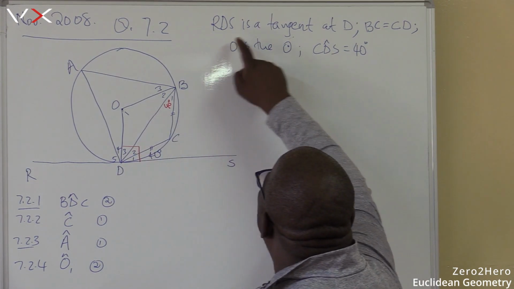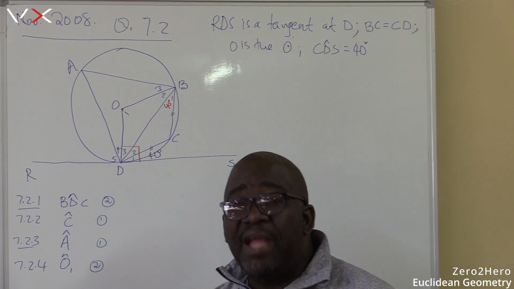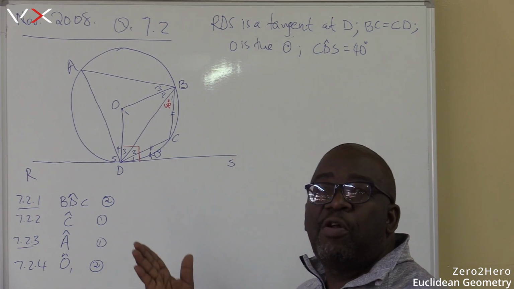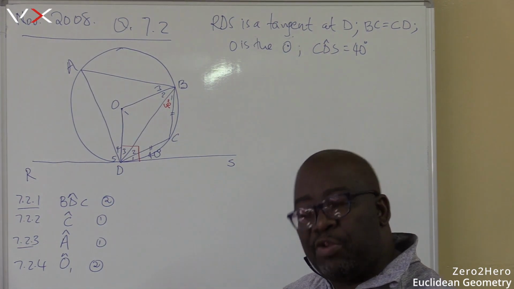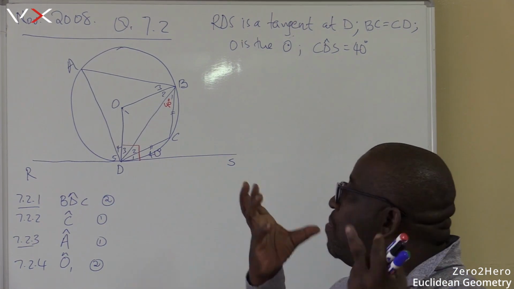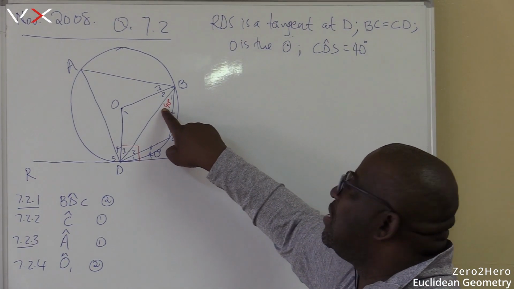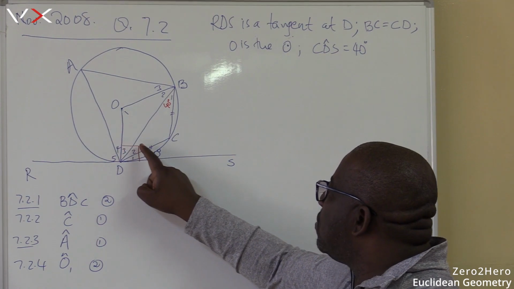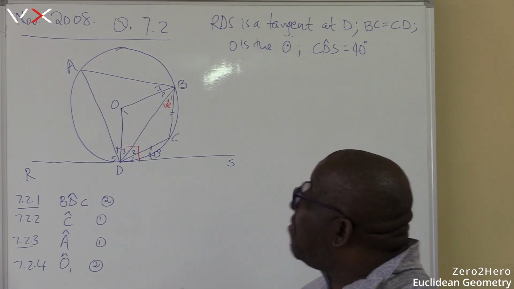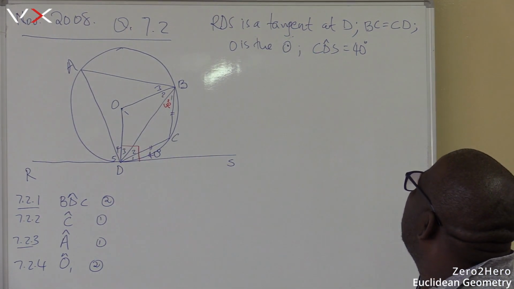We just got that from the statement that this line is a tangent, and I looked for three theorems. Do I have all three of them here? I only have two. I don't have two tangents from the same point. From that information, we were able to find that this angle is 40 degrees. We were able to find that this angle is 90 degrees, just from the fact that RDS is a tangent.